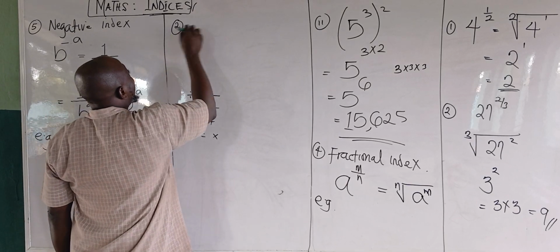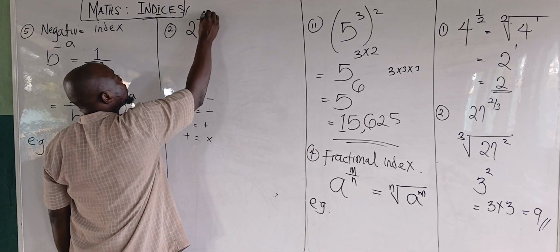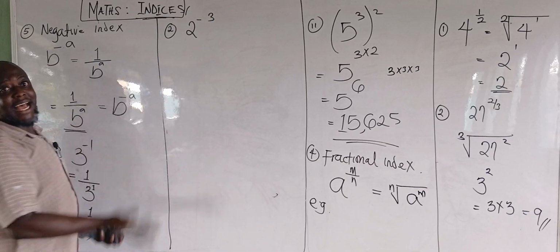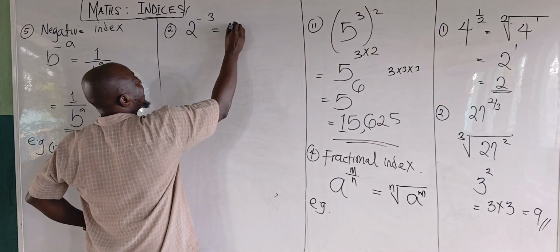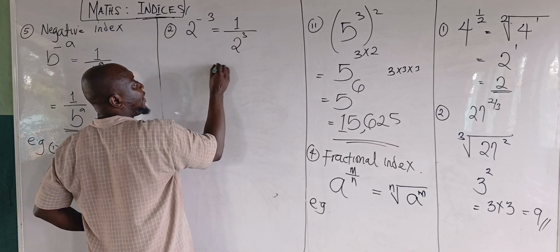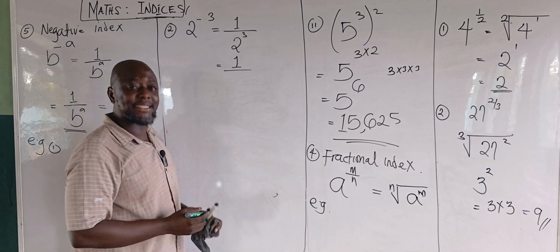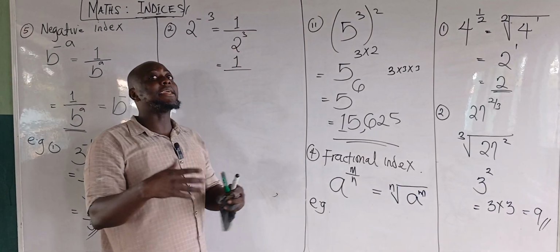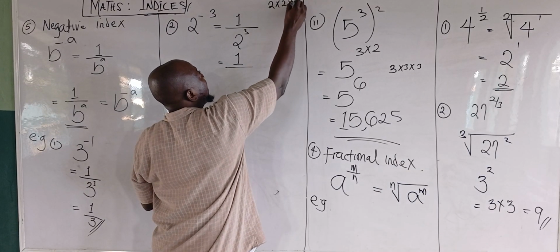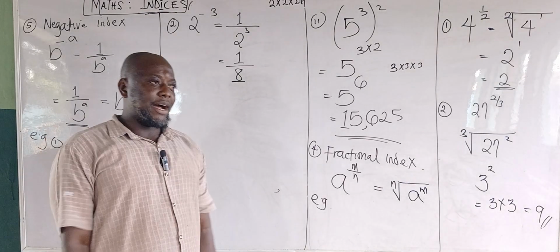Example 2, if I have 2 raised to the power of minus 3. Now, I want to remove that minus into having it as divide. First thing I'm going to do is that I will write 1 here. That's the first task. Then I'll have 2 raised to the power of 3. Now, in this case, it means that you have to multiply these 2 in 3 places. That is 2 times 2 times 2. So if I do that, I'm going to have it as 8. So my answer becomes 1 over 8. This is how these are done.